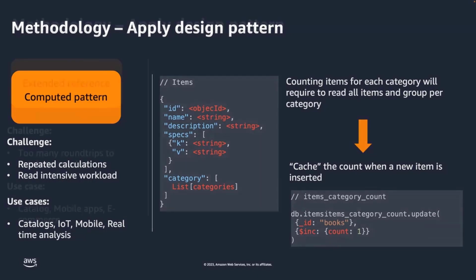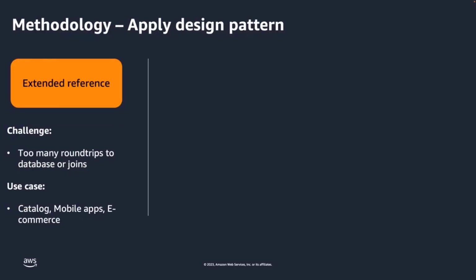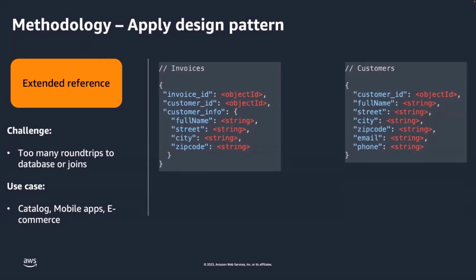The extended reference pattern optimizes the schema for when data has to be retrieved from multiple collections. For example, we may have the use case of an e-commerce application. One entity is invoices and the other entity is customers with a one-to-many relationship. You need customer information for each invoice. So for that, you need to join all this data. And joining all this data may have a performance implication at the large scale.